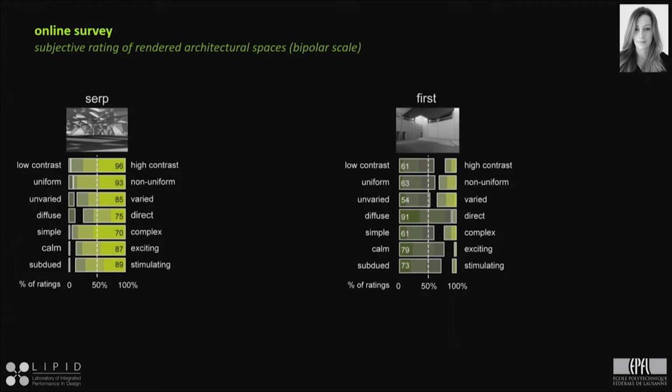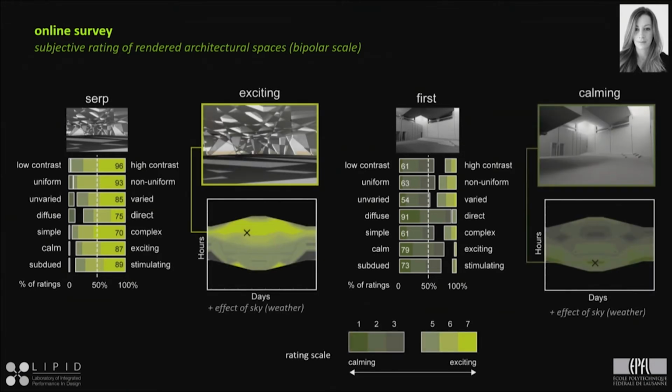And we can see that there is actually a nice consensus of people regarding, for example, that pretty much everyone, or the vast majority, will consider the Serpentine Pavilion as non-uniform, varied, direct, complex, exciting, and stimulating, and the opposite in the First Unitarian Church, which says nothing about how nice they are. They may both be absolutely stunning and successful. It is just a way to qualify the atmosphere, or trying to put some adjectives to these. And this consensus shows us that that might be a useful thing to do.